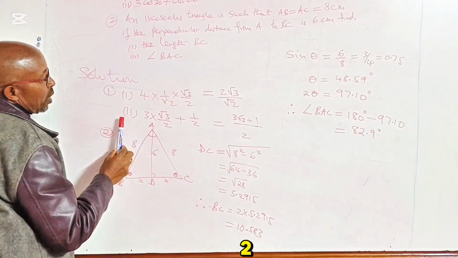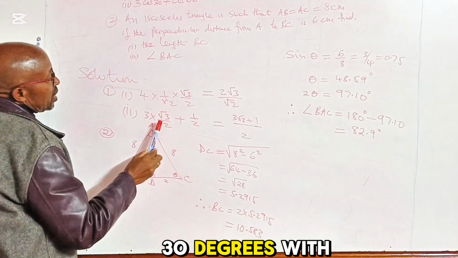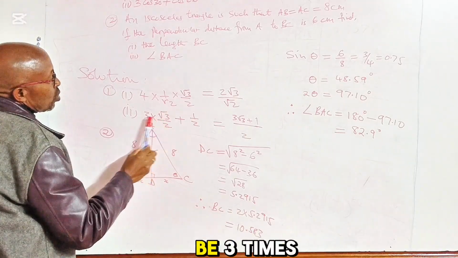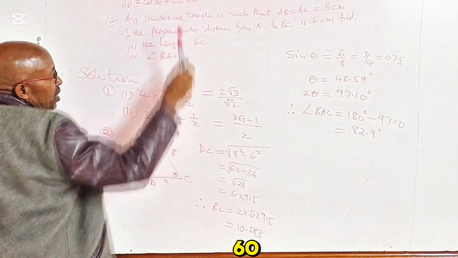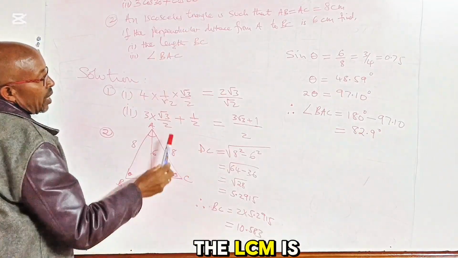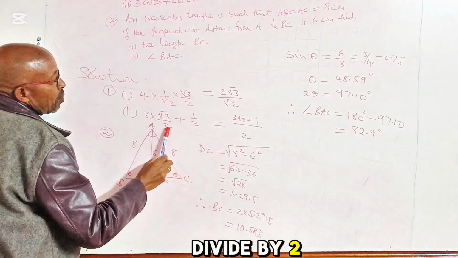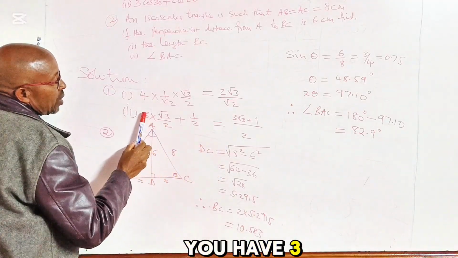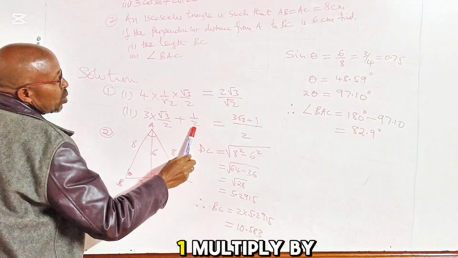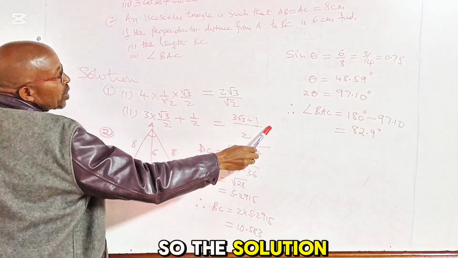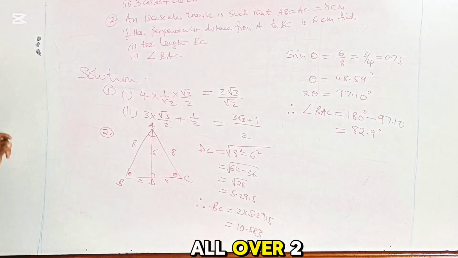Then for Roman 2, we substitute cosine 30 degrees with root 3 over 2. So it will be 3 times root 3 over 2 plus cosine of 60, which is a half. The LCM is 2. So you have 2 there. 2 divided by 2 is 1, multiplied by 3, you have 3 root 3, plus 2 divided by 2 is 1, multiplied by 1 is 1. So the solution is 3 root 3 plus 1 all over 2.